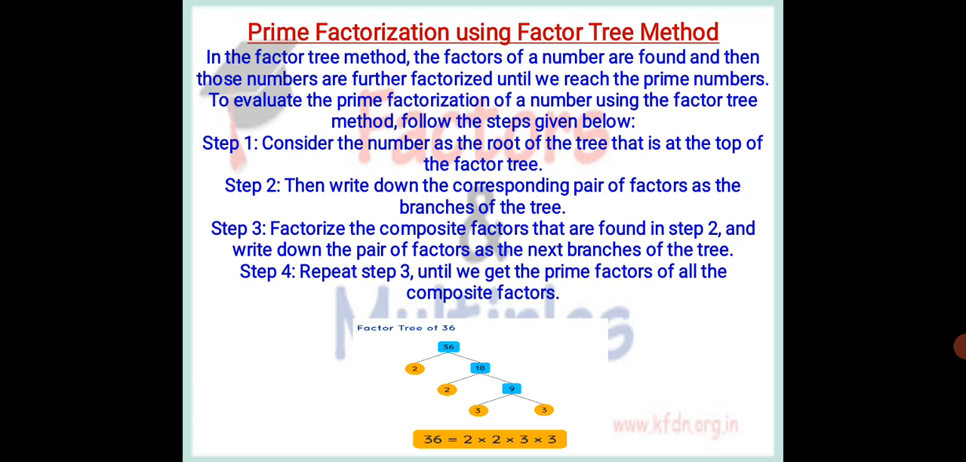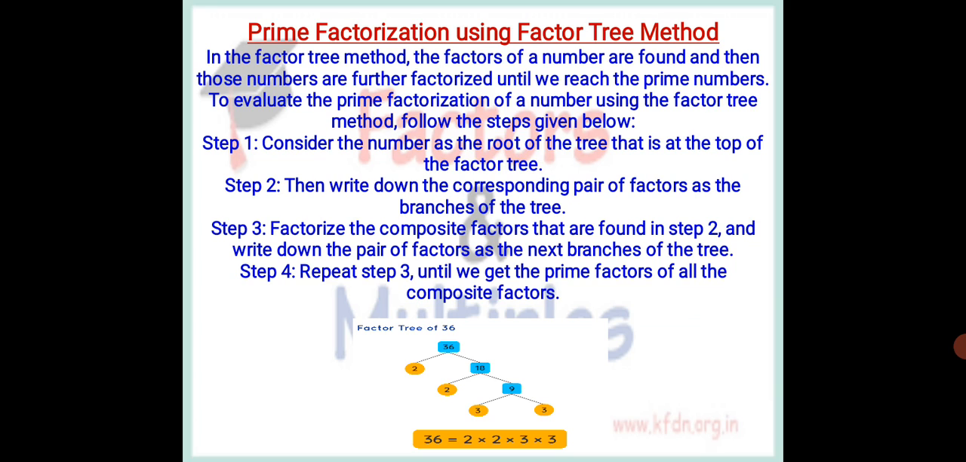So, in the first branch, we have distributed 2 into 18. That is 36. Next, come down to step 3. Factorize the composite factors that are found in step 2 and write down the pair of factors as the next branches of the tree. So, what is the next branch of the tree? 18. 2 nines are 18. That is the next branch.